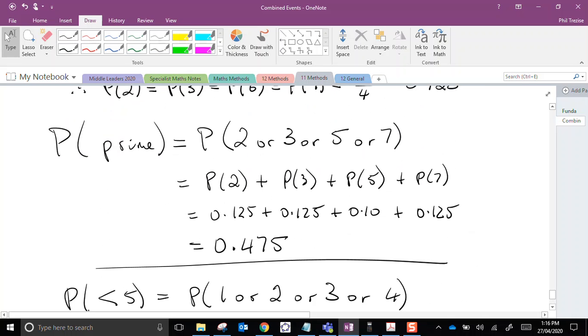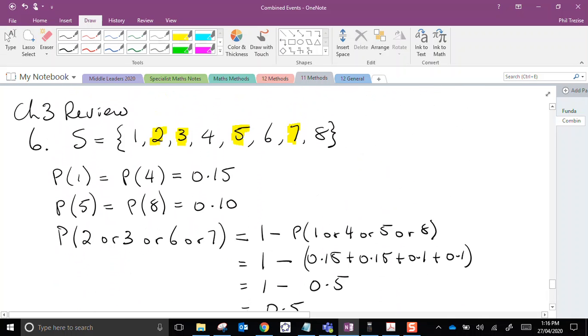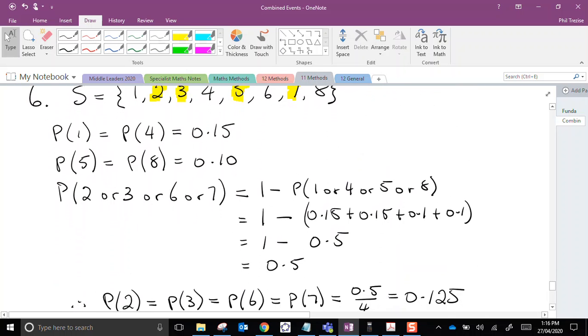Okie doke. That's a nice little question. The main idea behind it was this stuff at the beginning here about the probability of all the different events in the sample space has to add up to equal 1. Okie doke. Thanks for asking.